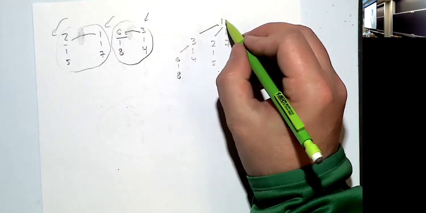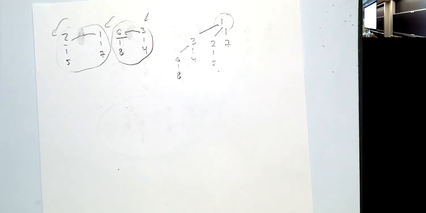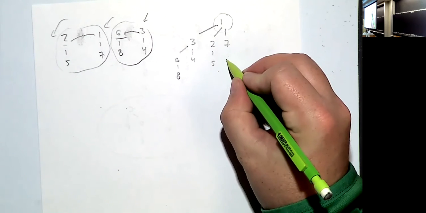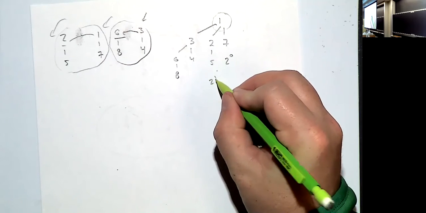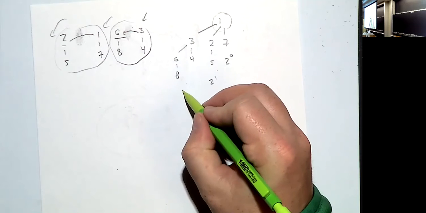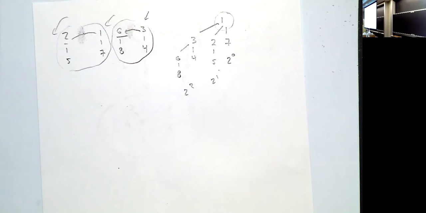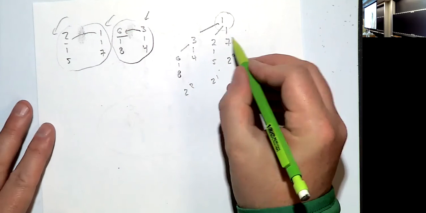Then we remove the smallest, and the smallest happens to be 1. And you're going to see that the remaining elements are going to be in powers of 2. So 7 by itself is 2 to the 0. 2 and 5 is 2 to the 1. 3, 4, 6, and 8 is 2 to the 2. So the final ordering will be just this in order.